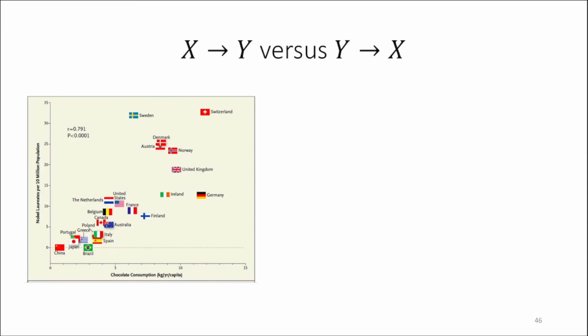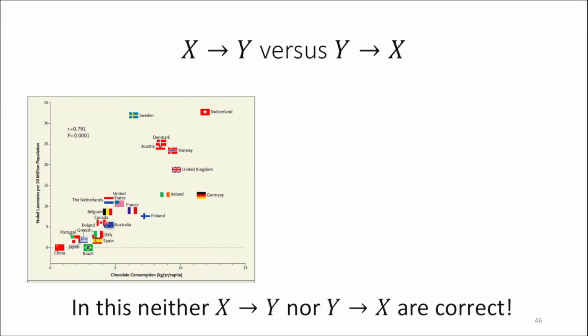Let me give you an example here. In the example that I told you, we have the number of Nobel Prizes for each country and the amount of chocolate consumption. Can we answer the question of whether X is causing Y or Y is causing X? It goes without saying that in this specific example, neither X is causing Y nor Y is causing X. In fact, there is a hidden factor that causes both of them. But even in a case that somebody tells us that there is no hidden confounder here, can we answer just based on observational data?